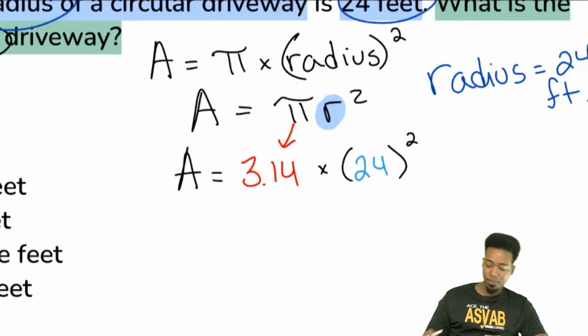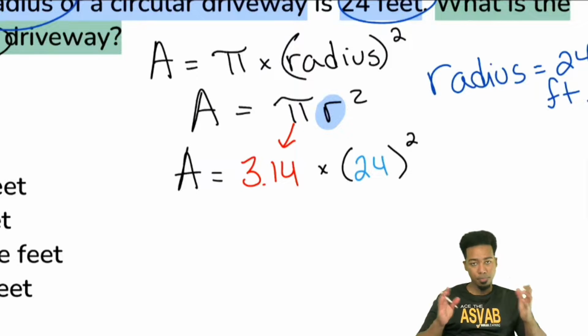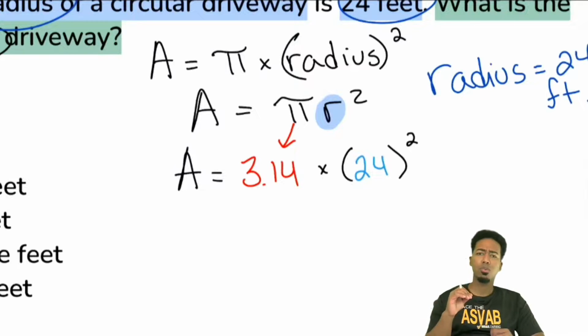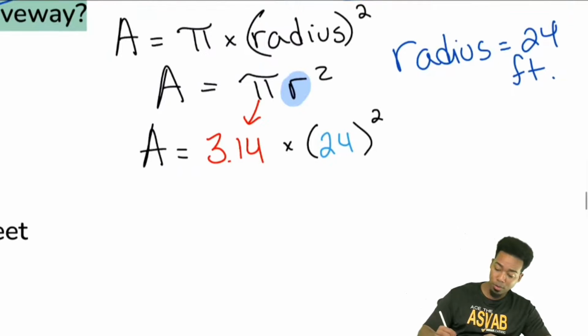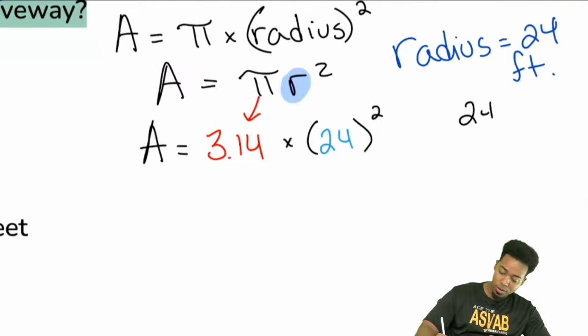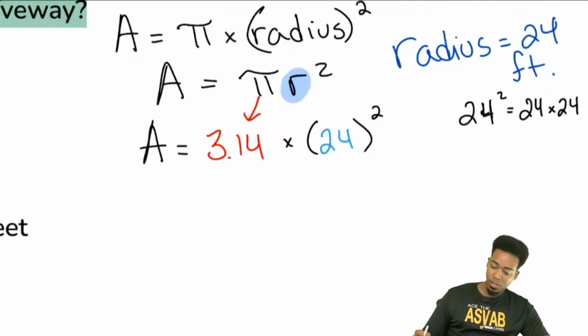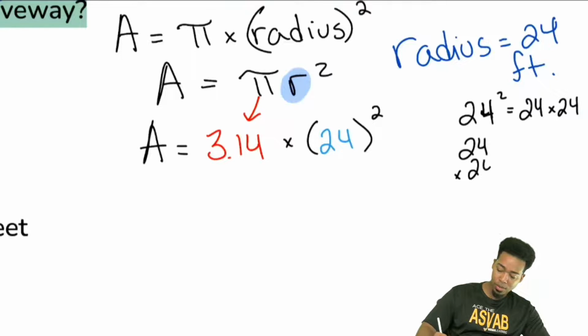24 squared. So PEMDAS, order of operations, we're multiplying and we have an exponent. Everyone, which one happens first? Order of operations. Correct. Exponent first. So we'll do 24 squared. And remember, 24 squared, anything squared, is just that number multiplied by itself. And so here we'll do 24 times 24 on the side, and we'll figure out what that is.